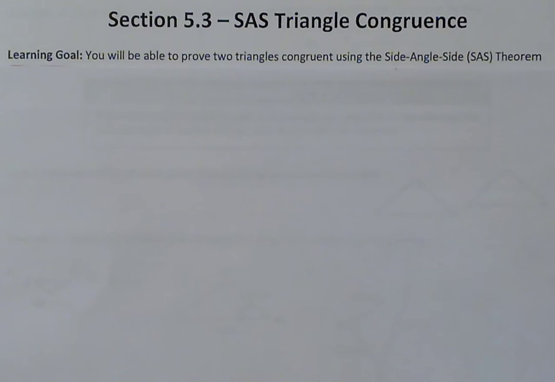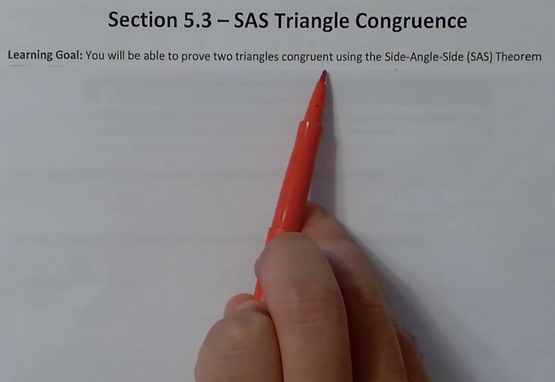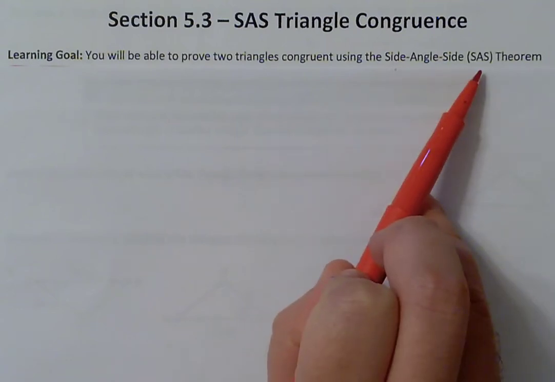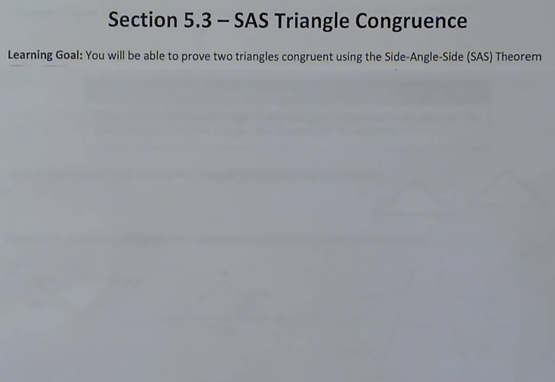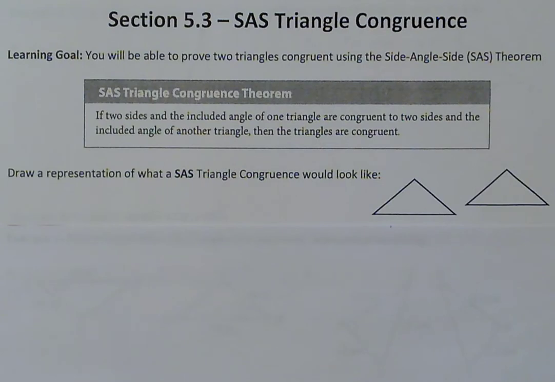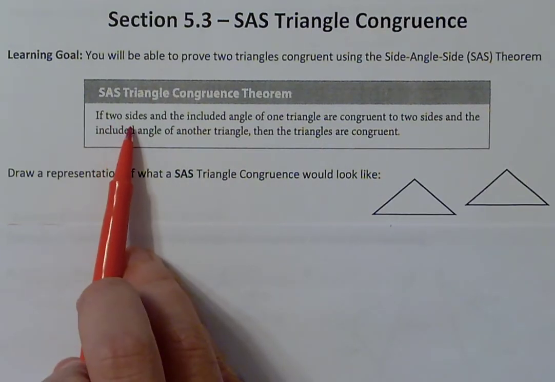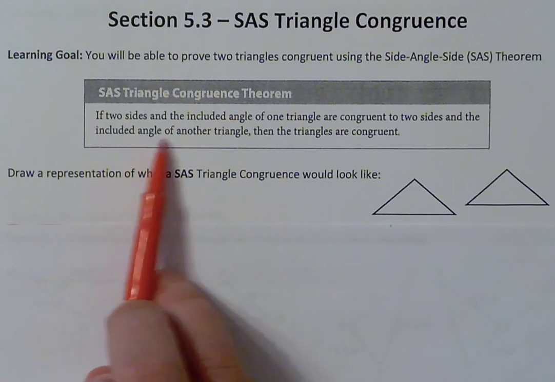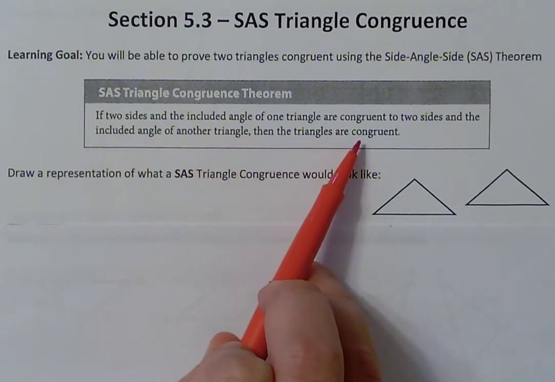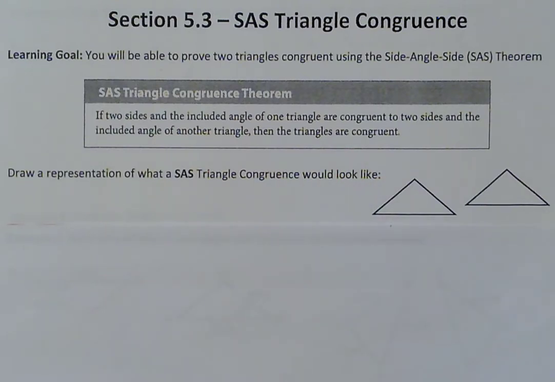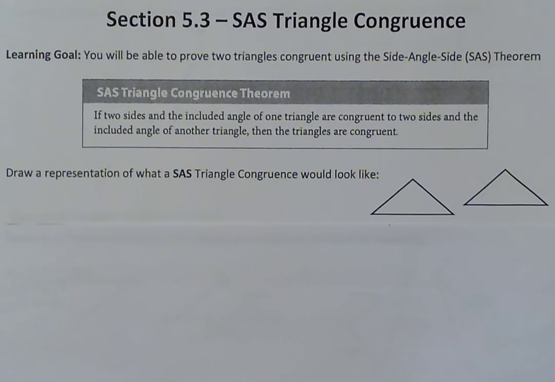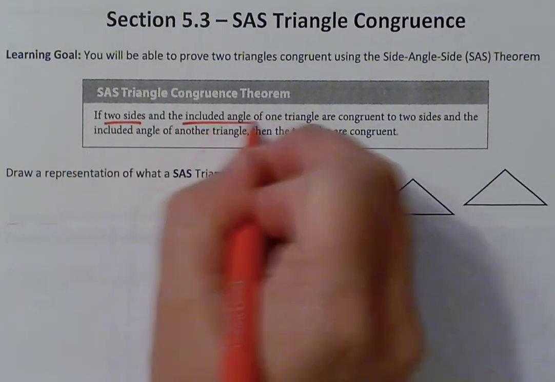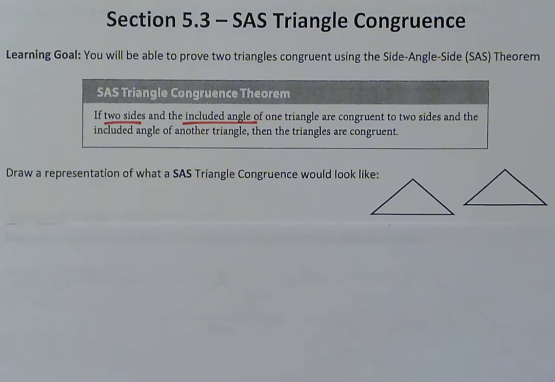So today we have one learning goal, and that is you will be able to prove two triangles congruent using the side angle side or SAS theorem. So that's going to be our focus for today, determining if triangles are congruent based off of side angle side. Now, the side angle side congruence theorem states if two sides and the included angle of one triangle are congruent to two sides and the included angle of another triangle, then the triangles are congruent. So, for today, what we are looking for is two sides and the included angle. So that's what our focus is today, to be able to prove two triangles are congruent.